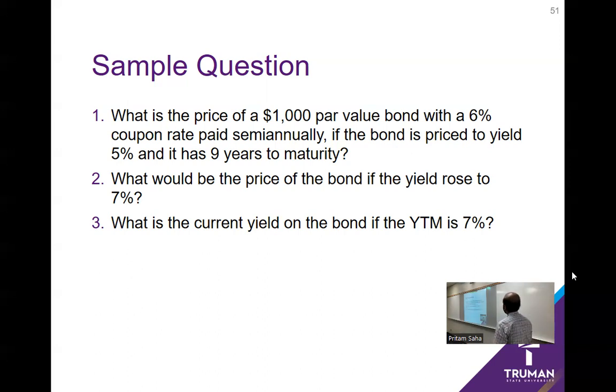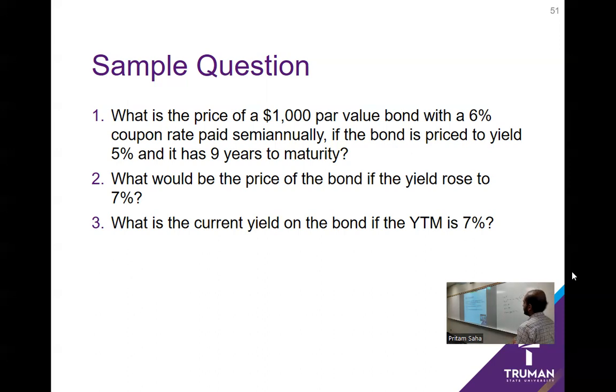Problem 2. What is the price of the bond if the yield rose to 7%? Same inputs, that will become 3.5, right? All else the same: N is 18, payment 30, face value 1,000. But I over Y should be 3.5, right? And the new price should be, I believe, around 934. Right? Around something.